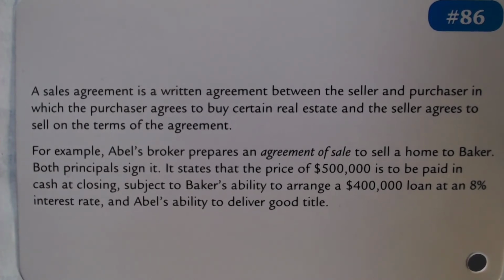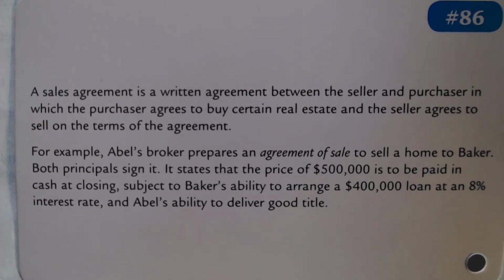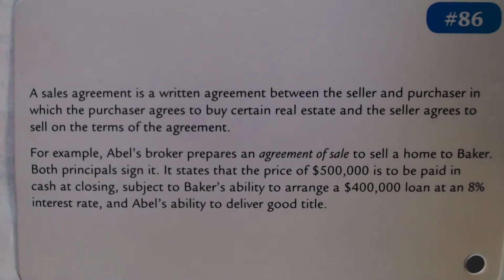For example, Abel's broker prepares an agreement of sale to sell a home to Baker. Both party principals sign. It states that the price of $500,000 is to be paid in cash at closing, subject to Baker's ability to arrange a $400,000 loan at an 8% interest rate, and Abel's ability to deliver good title.